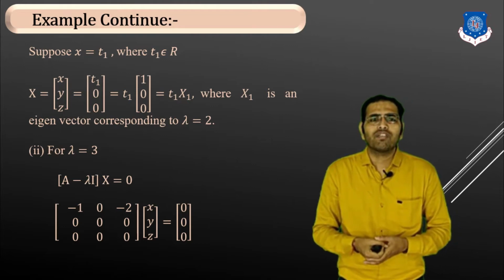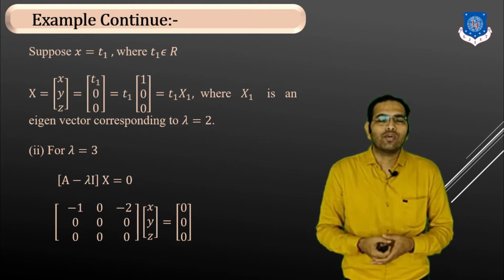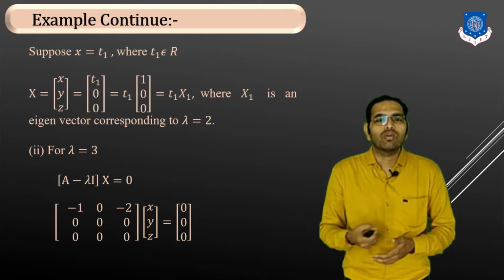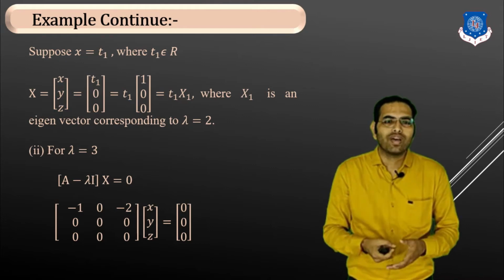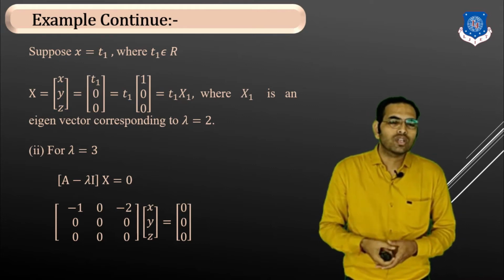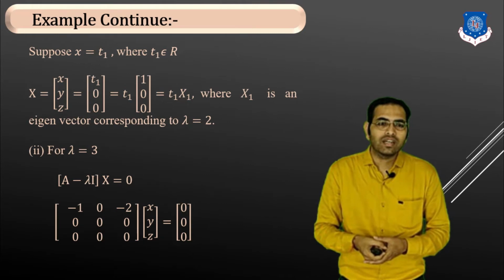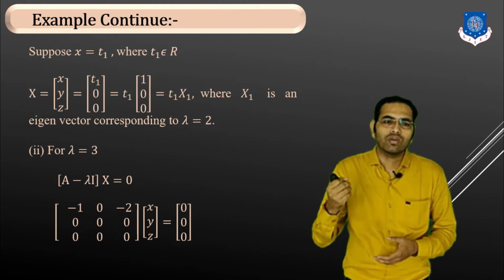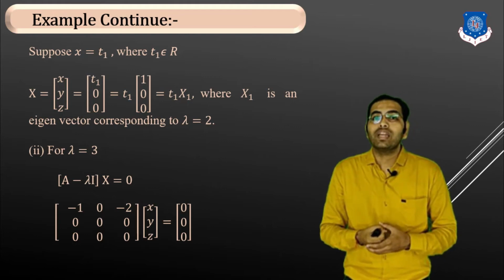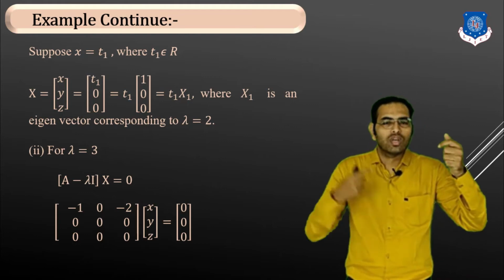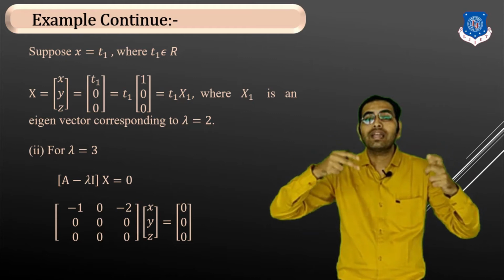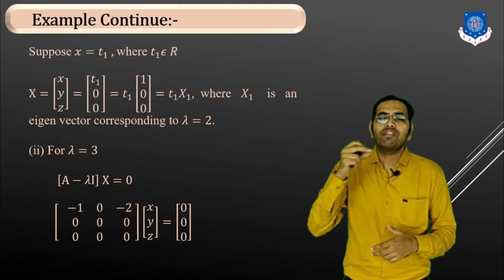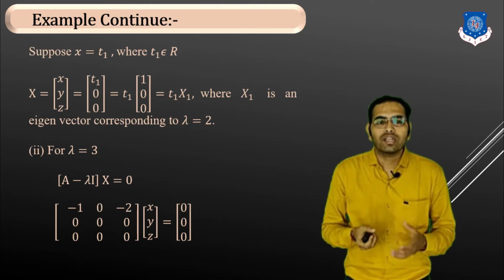Here the characteristic equation A minus lambda I into X equals 0 will give minus 1 0 minus 2, 0 0 0, 0 0 0, times the column x y z, equal to 0 0 0. Then our augmented matrix is minus 1 0 minus 2, 0 0 0, 0 0 0, with the oblique line and 0 0 0. Here we have a leading element only in the first row. In the second and third rows the leading element is not present, meaning each and every element of the second and third rows is 0.